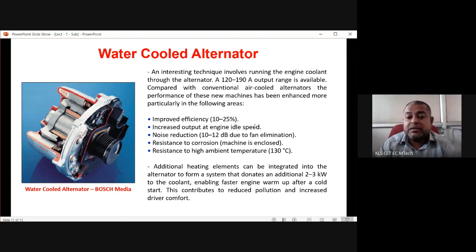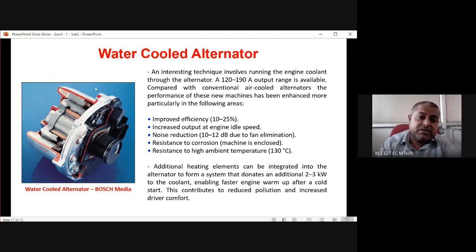Resistance to corrosion, the machine is enclosed because it's a water cooled alternator. Resistance to high ambient temperature. So even at 130 degrees centigrade temperature inside the engine, this alternator will produce electricity very regulated, very stable, and very perfectly. So additional heating materials can be integrated into the alternator to form a system that donates an additional 2 to 3 kilowatt to the coolant, enabling faster engine warm up after a cold start.